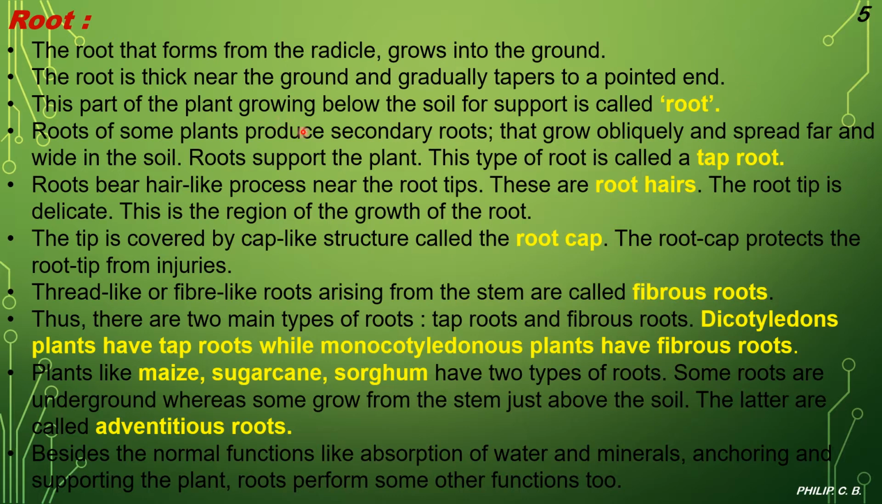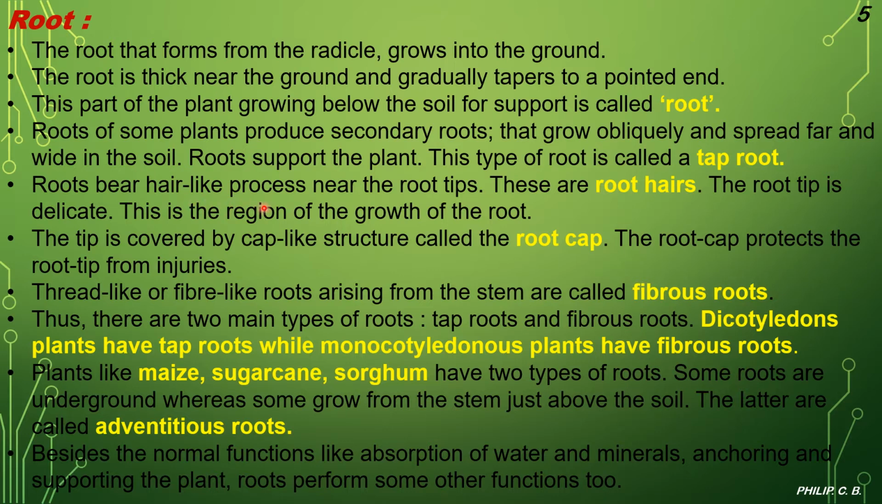This part of the plant growing below the soil for support is called root. So root helps in support as well as in absorbing the important minerals from the soil. The root of some plants produce secondary roots that grow obliquely and spread far and wide in the soil. Roots support the plant. This type of root is called as taproot. So what is taproot? The roots which go deep into the soil. It has got primary root, secondary root and tertiary root. Means not just the main root but other than that primary, secondary and tertiary.